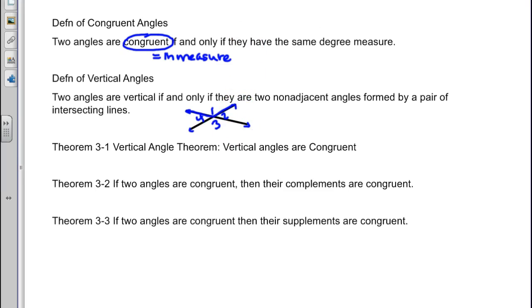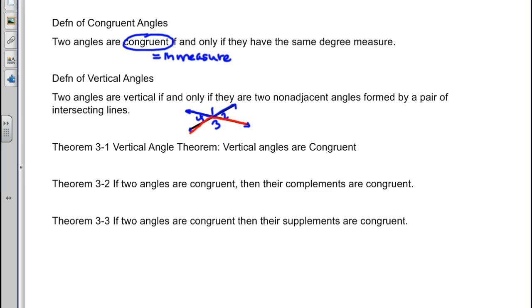Let me get a different color here so you can actually see that. For angle number 1, there's no red and blue side, and for angle number 3, there's no red and blue side. So those are non-adjacent angles.